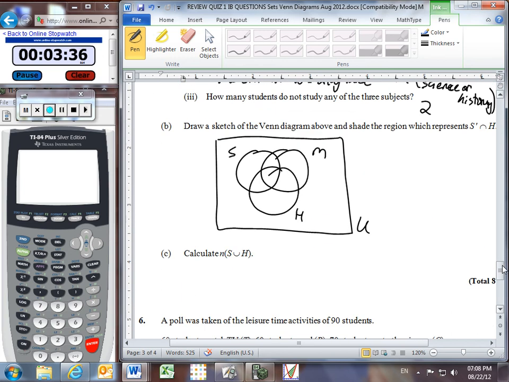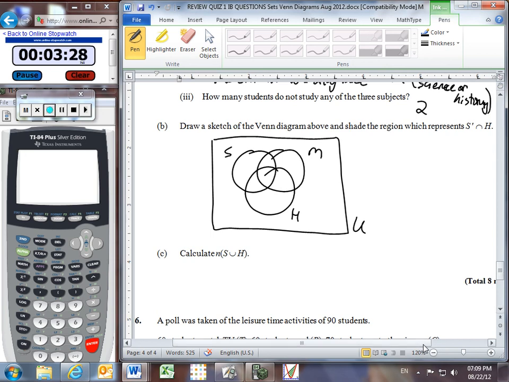And it wants us to now shade in the region S complement intersection H. So here we go. These are all of the people that are outside S. I'm going to use this technique of shading in a different color. They are outside S, so everything outside circle S. And at the same time, we are going to need the region of overlap. So let's change colors. They are inside circle H, so I'll shade everything inside circle H.